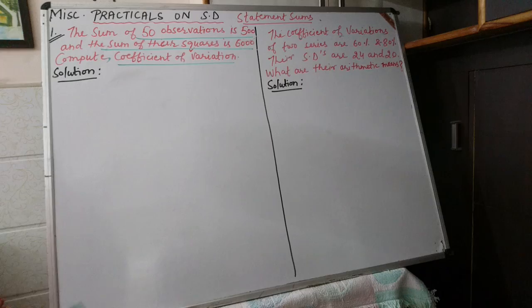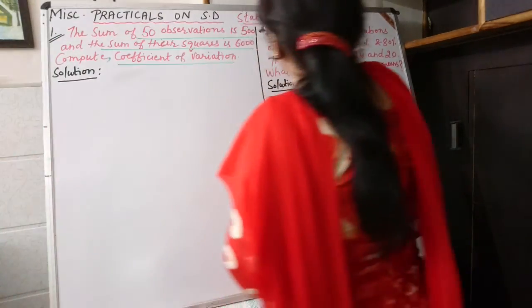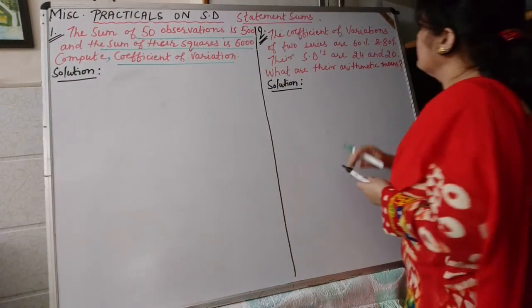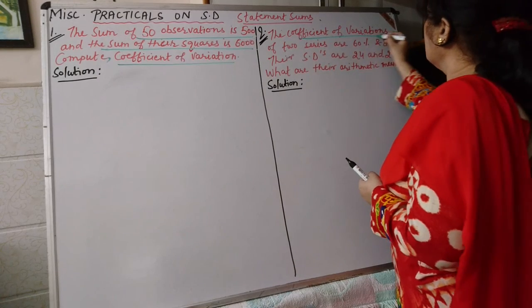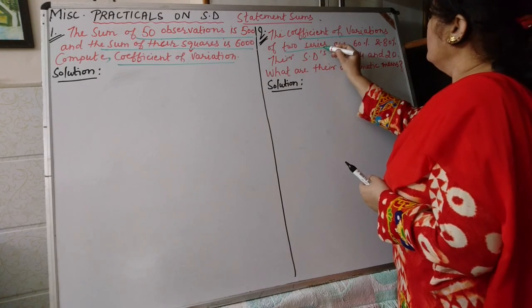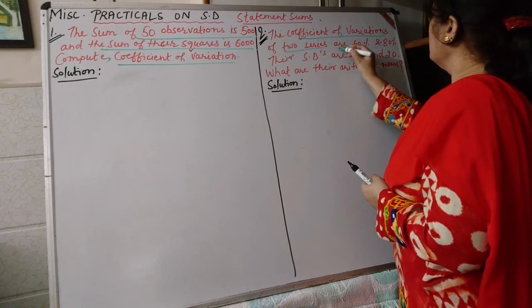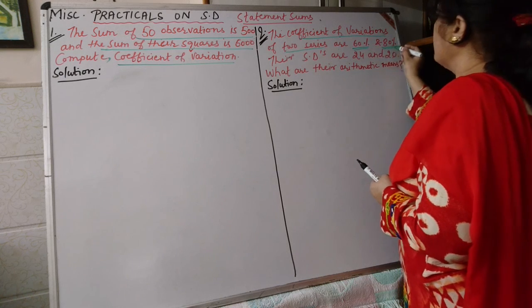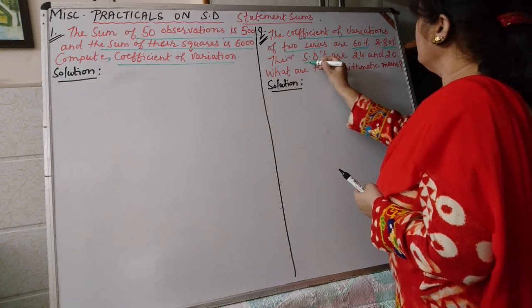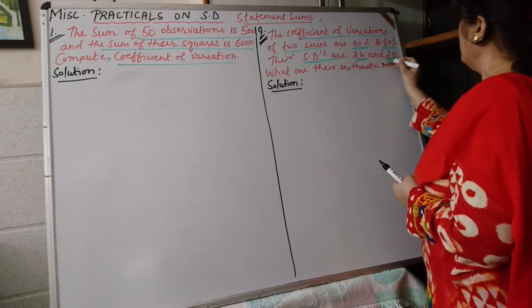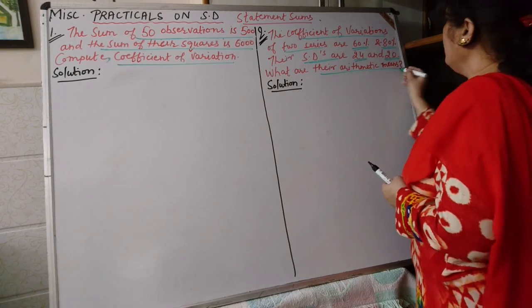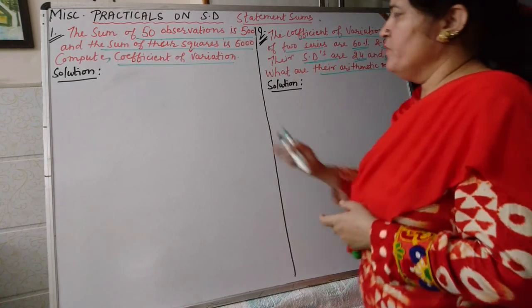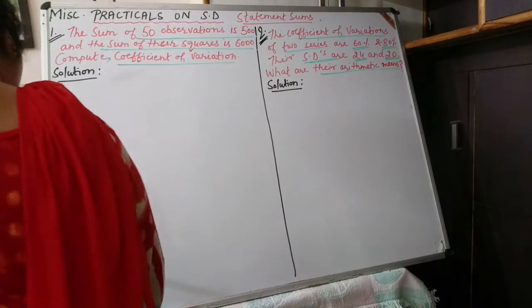In the second statement, the coefficient of variation is given. The coefficients of variation of two series are 60% and 80% and their standard deviations are 24 and 20, and we have to find out the arithmetic mean. Let us start with the first assignment.